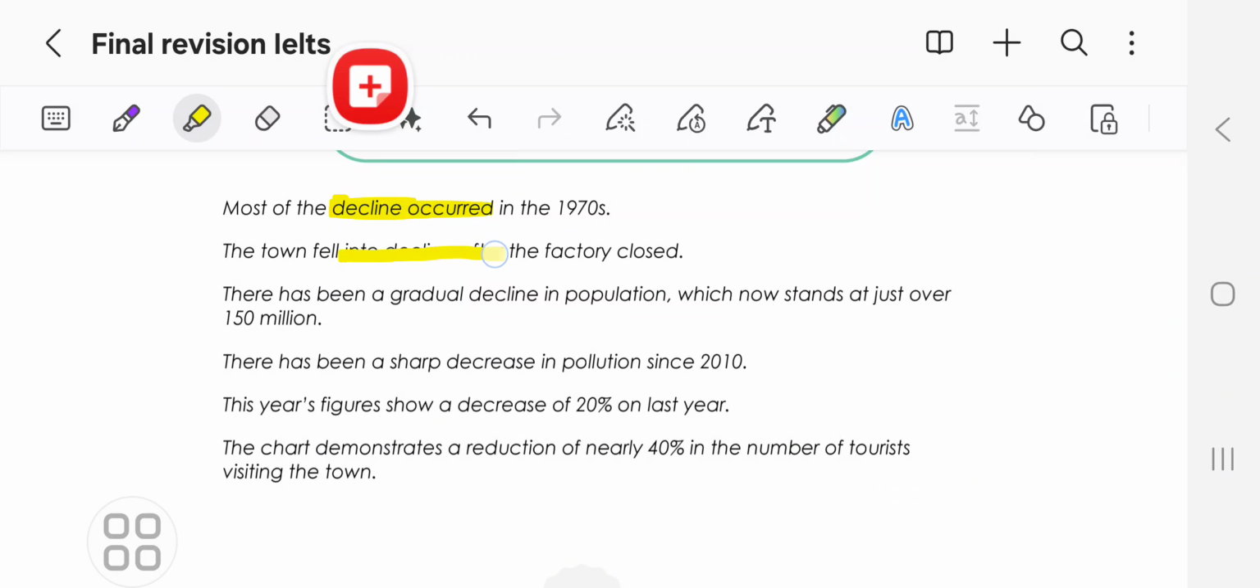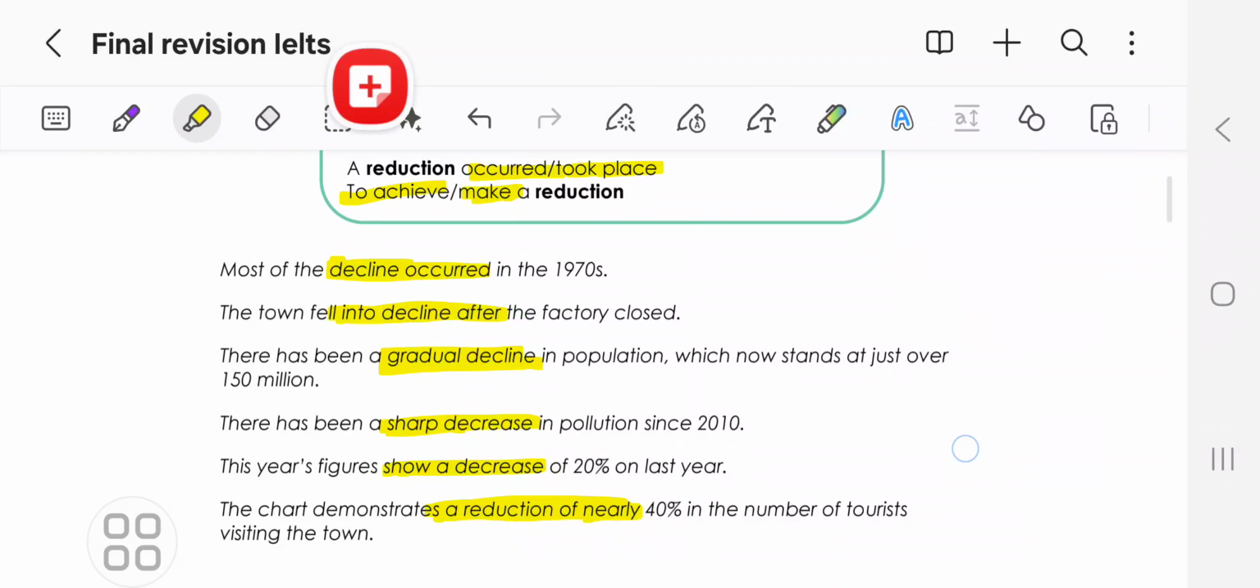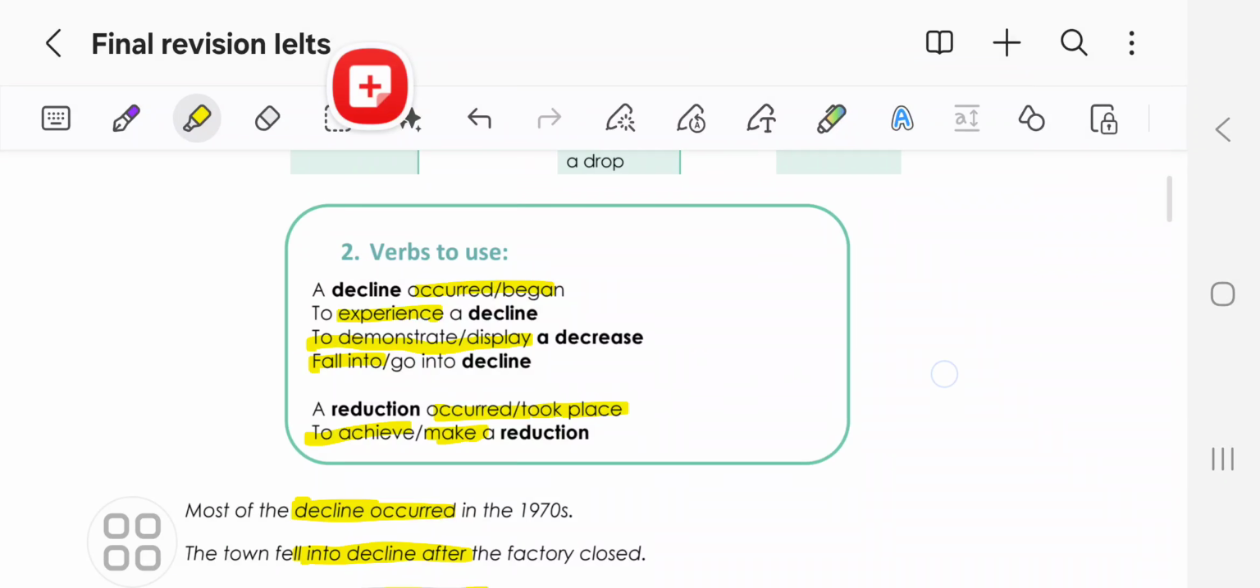The town fell into decline after the factory closed. There has been a gradual decline. There has been a sharp decrease. This figure shows a decrease. The chart demonstrates a reduction of nearly 40%. So again, let me revise something. There are some verbs which are used along with an additional noun.